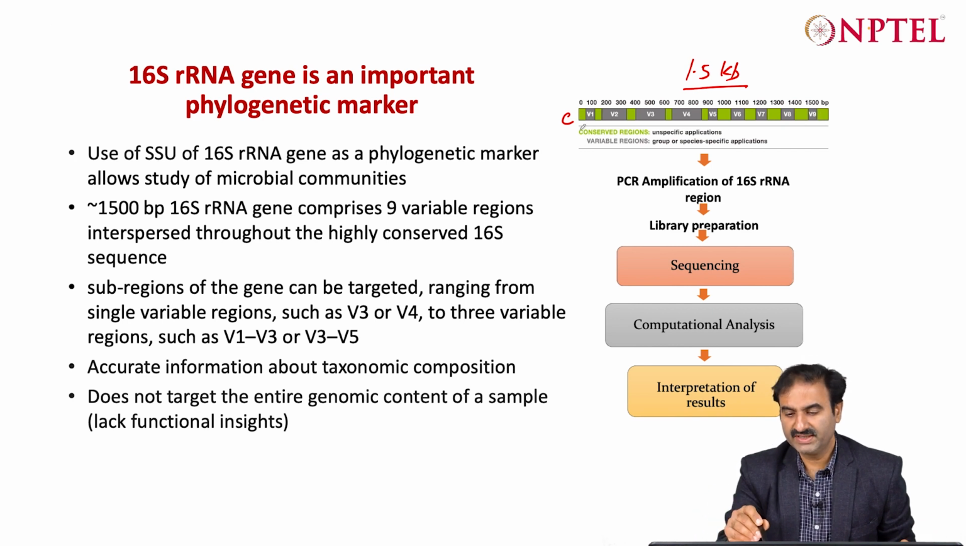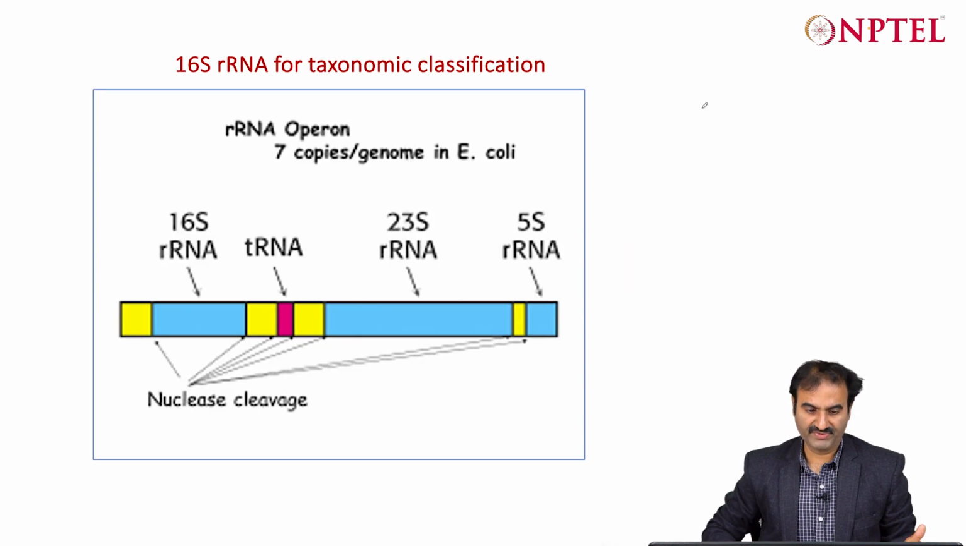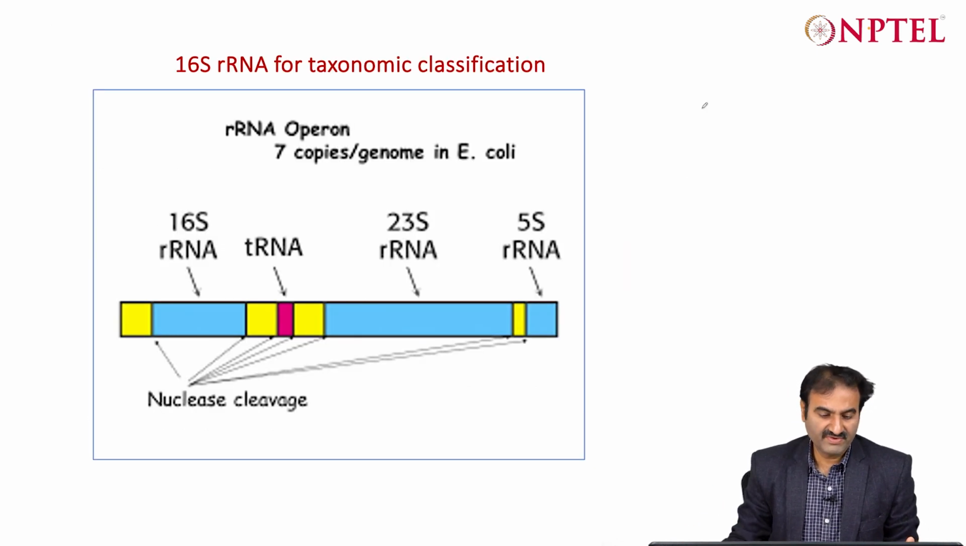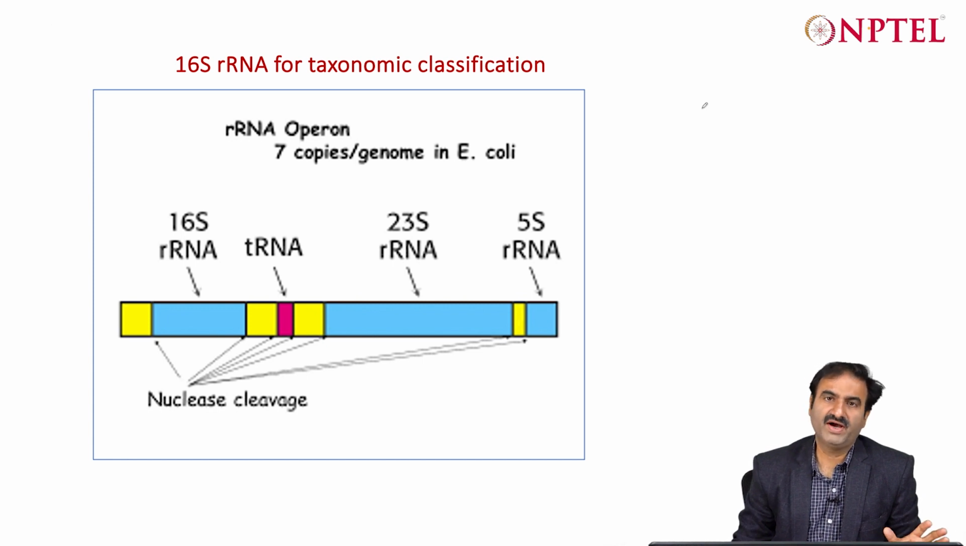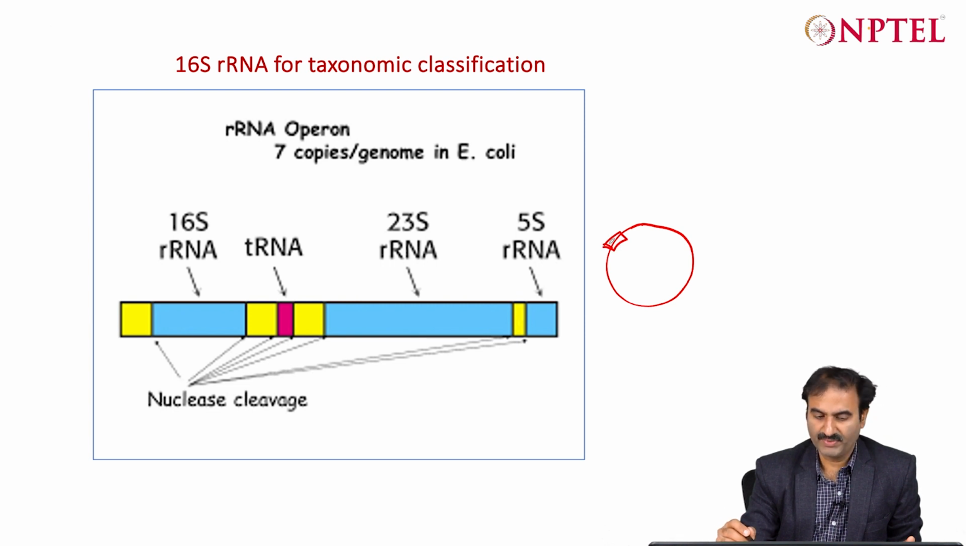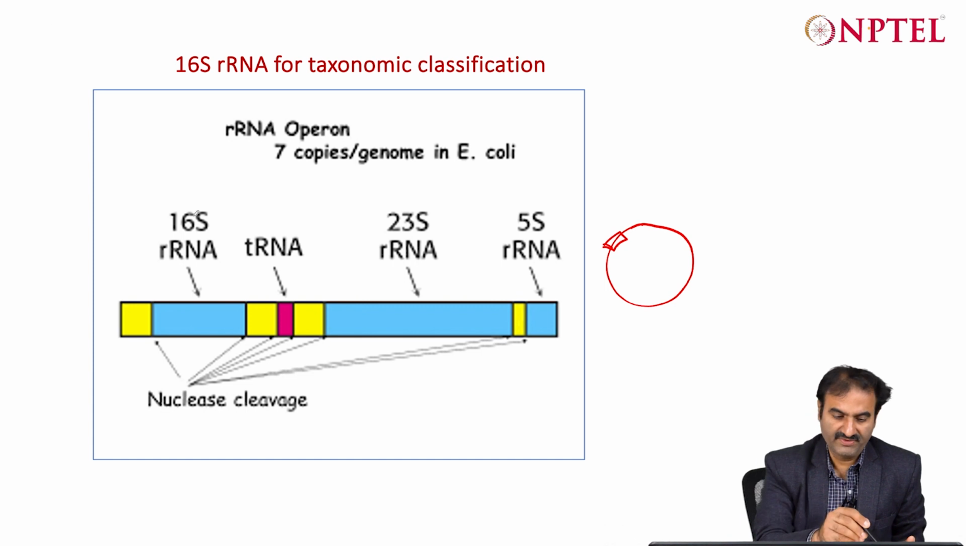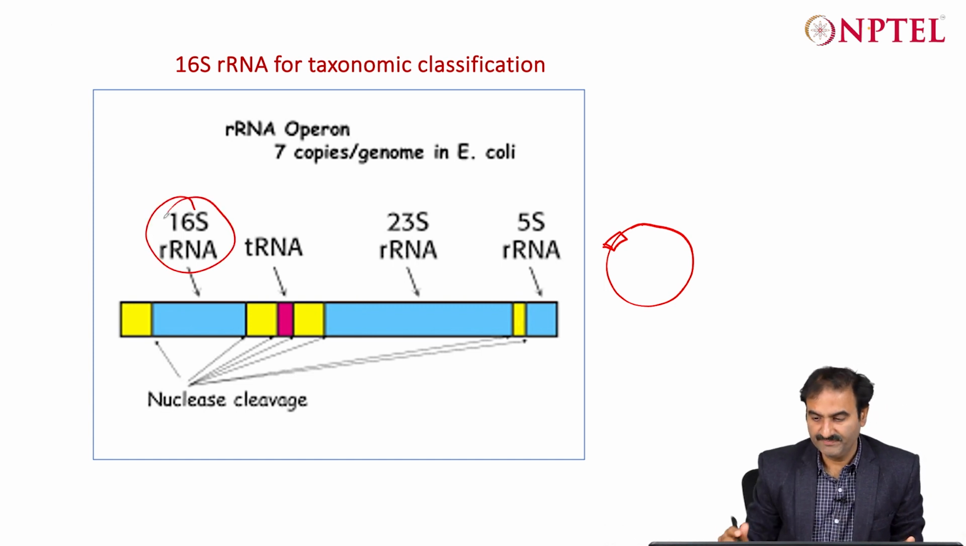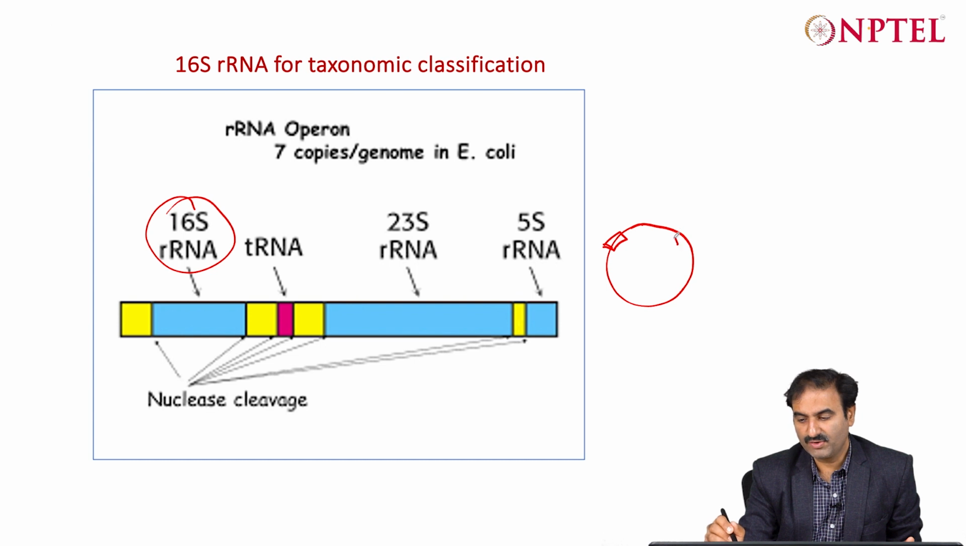So you can use either the complete 16S ribosomal RNA or you can use some part of it for the computational analysis. Basically this 16S ribosomal RNA is a part of the rRNA operon which is there in a cell. In a circular genome there is a ribosomal RNA operon consisting of 16S ribosomal RNA, 23S and 5S. This operon contains your gene of interest, the 16S ribosomal RNA gene. And there could also be multiple copies of this operon in a genome.